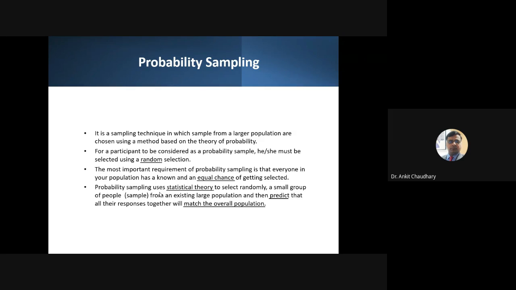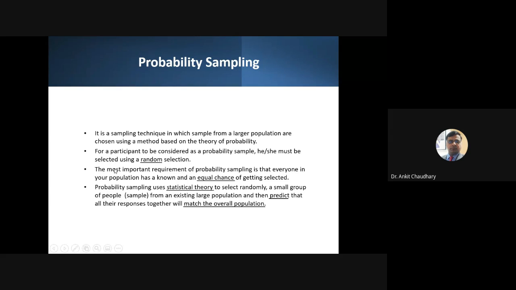So this is the theory, most of which we already discussed. Probability sampling is sampling in which we take a piece from the larger population, and it is chosen based on some method, maybe based on randomness, maybe based on probability. The point here is that every point in the population has equal probability to go inside the sample.